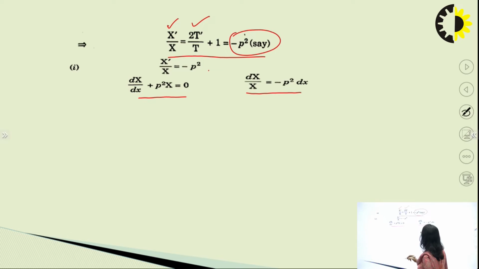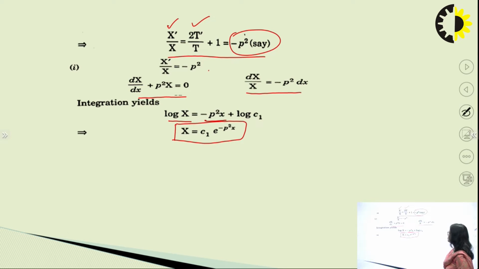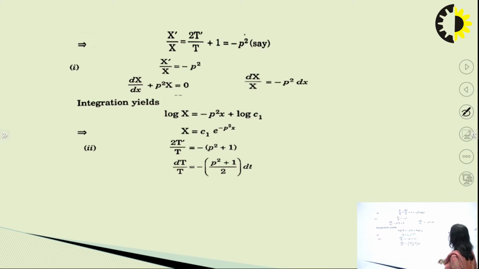By the variable separable method, if I integrate, I'll get log of X equal to minus p square x plus log of a constant. So I am getting capital X as some constant times e to the power minus p square x. Similarly, I'll consider 2T dash upon T equal to minus p square plus 1. I get this because this is my second part of the ratio. From here, if I again separate the variables, this T dash means dT upon dt.